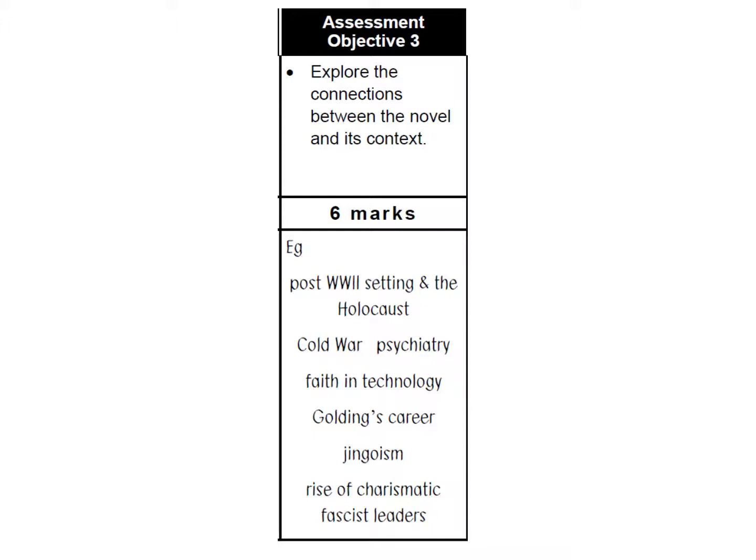And you might think about 1930s charismatic fascist leaders. To what extent is Jack a bit like a sort of Hitler figure? Somebody who has scapegoats, somebody who creates fear amongst the littluns. They're all terrified of the beast. He says he'll protect them from it. And his charisma, rather than democracy, takes control of the island and leads to lots of violence.